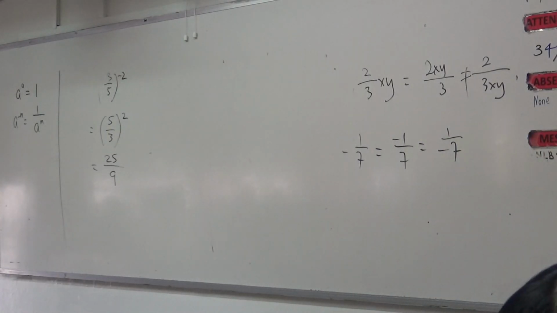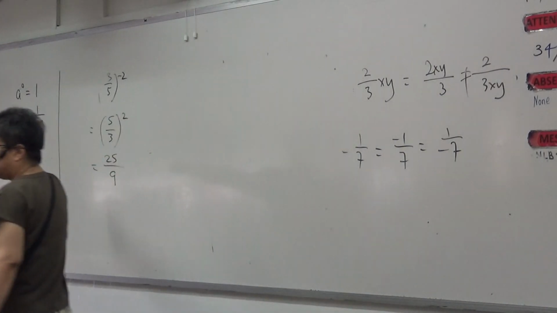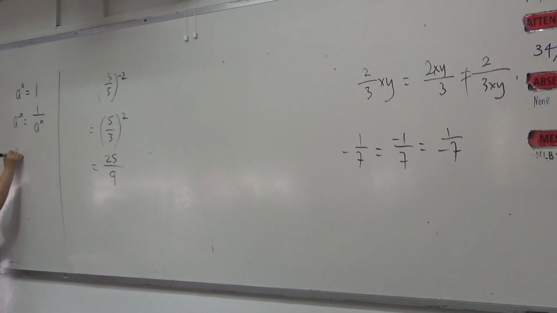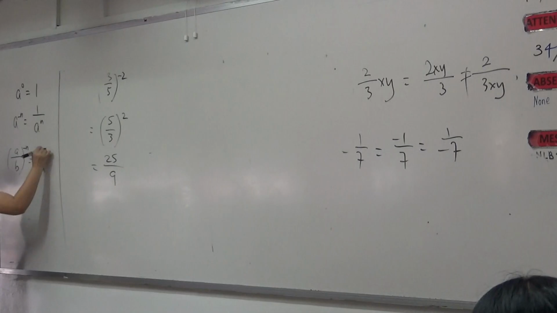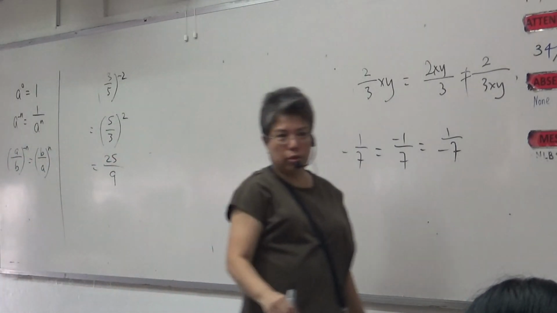Is that understood? Okay, then can you add one rule beside this rule? I want you to add this. A over b to the power of negative n is actually b over a to the power of n. This one was in the video, but I want you to write it down in your textbook as well.